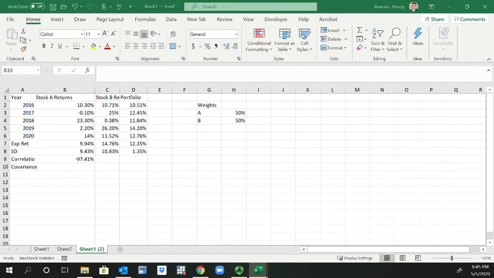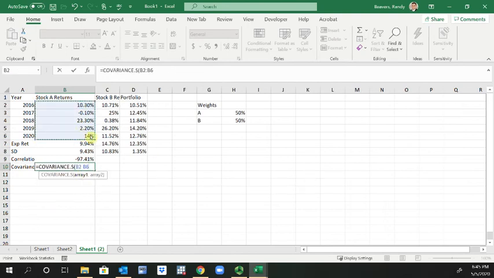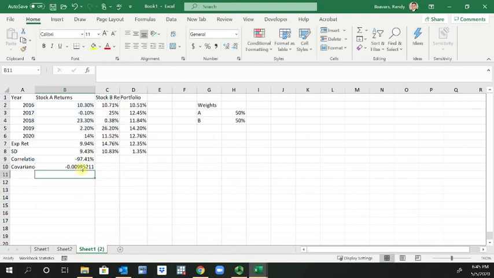Another measure that helps us get at this too is something called covariance, so how they covary together. This is COVARIANCE.S for the sample. Highlight the same arrays. You'll see we get negative 0.00995. So very, very small covariance, but it is negative, just like the correlation.